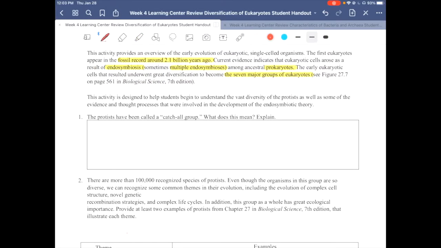So the first question we're going to look at is why protists are called a catch-all group, and what does that mean? First we know that it's a paraphyletic group, and it includes all eukaryotes that aren't part of the fungi, animal, or plant kingdom.